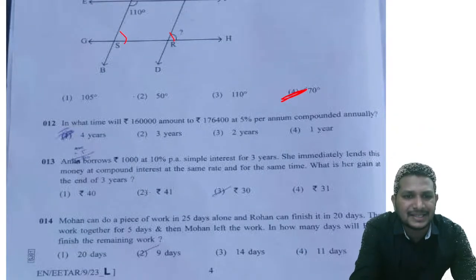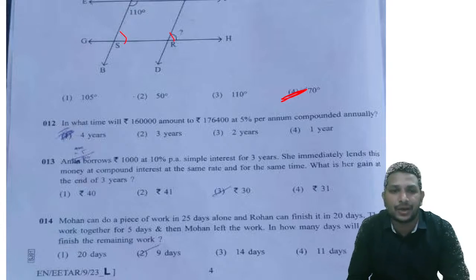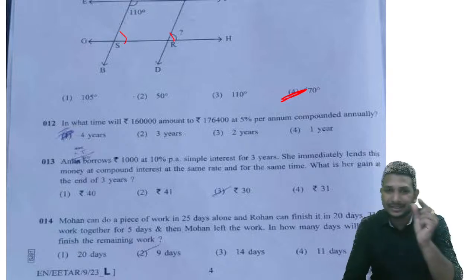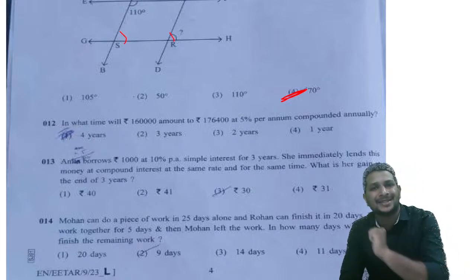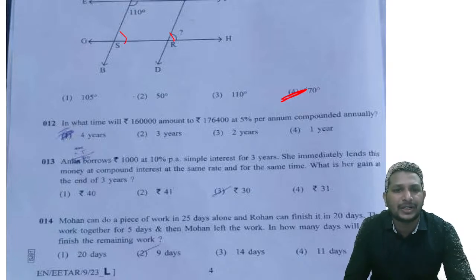We are discussing set L. Okay everyone, please try to note that down. Question number 12. In what time will 1,60,000 amount to 1,76,400 at 5% per annum compounded annually? They mentioned clearly that it is related to compound interest, right? So here they gave amount to. Whenever the keyword amount to is there, that's the value of amount. So they gave the value of amount as 1,76,400.